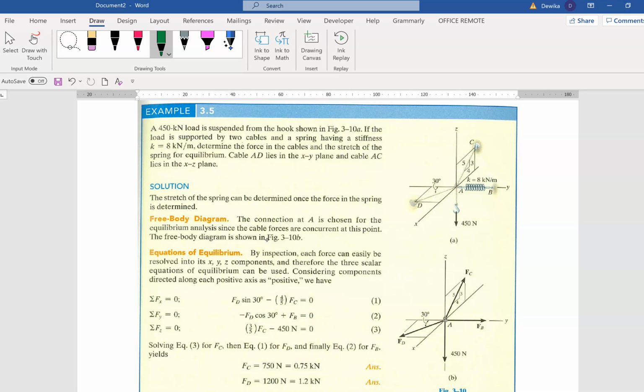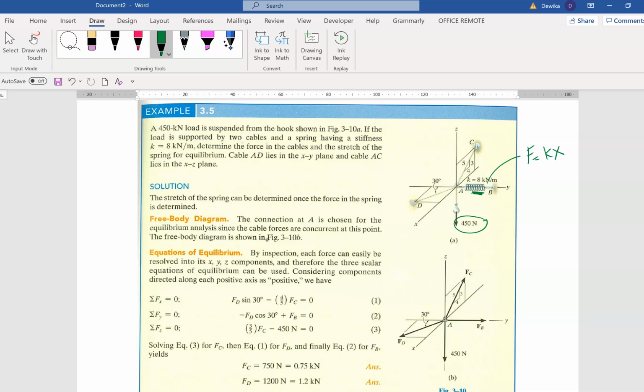A 400 kilonewton load is suspended on the hook. So we have 450 suspended on the hook. The load is supported by 2 cables and a spring. The stiffness of the spring is 8. You know F equals Kx, keep that in your mind. Determine the forces in the cable and stretch of the spring for the equilibrium.